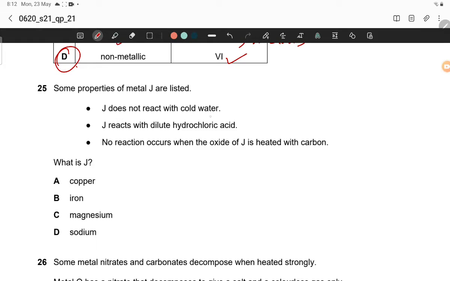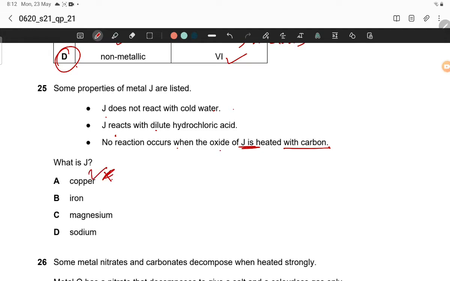Some properties of metal J are listed. J does not react with cold water. J reacts with dilute hydrochloric acid. No reaction occurs when the oxide of J is heated with carbon. J does not react with cold water. Yes, copper does not react with cold water.